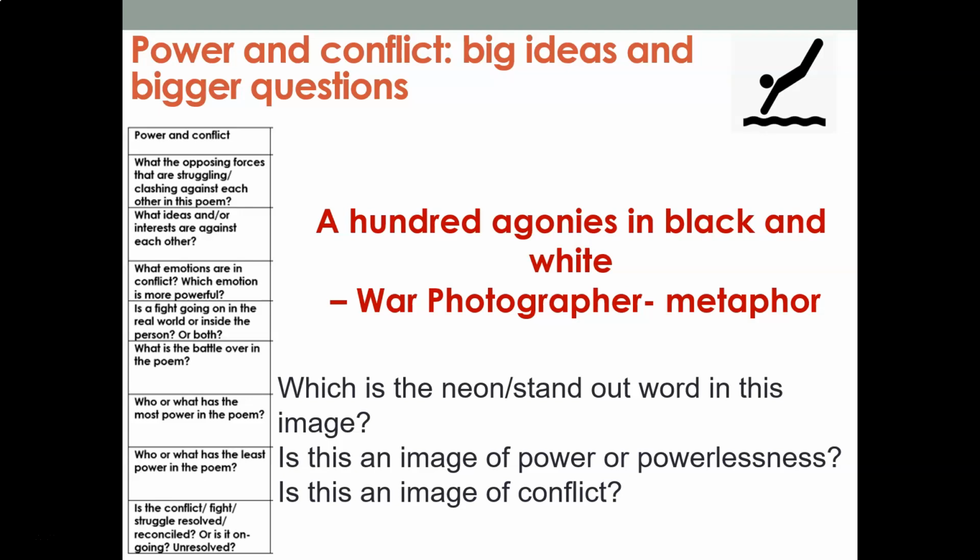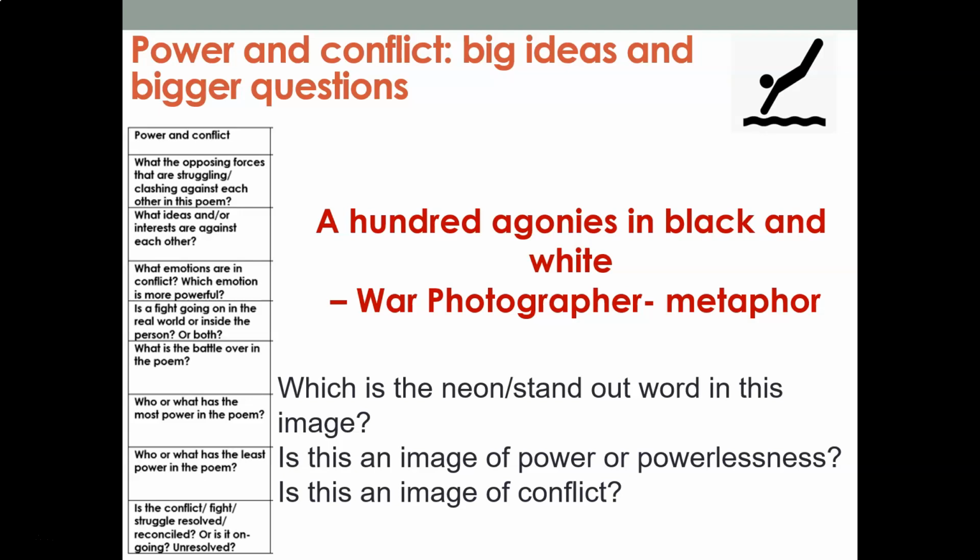It's too numerous. So this is an image of, again, the reality of war. And the reality of war is that it reduces people to pain, to agony, to injury, to hurt. And so we've got 100 agonies in black and white. So do you think, now this might be a bit harder, is this a powerful image or not? Is there any control or command in this image?